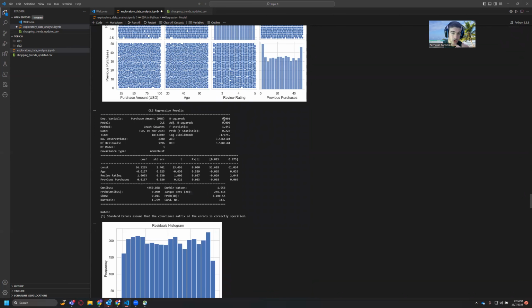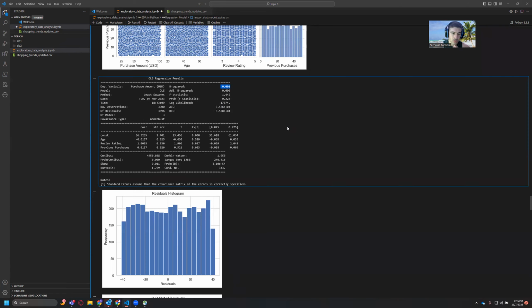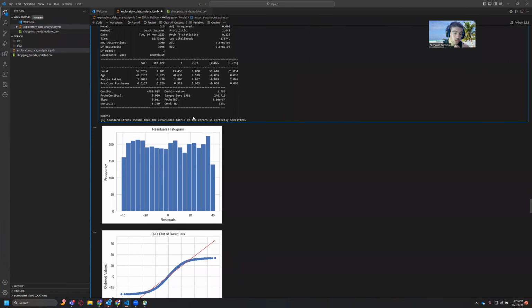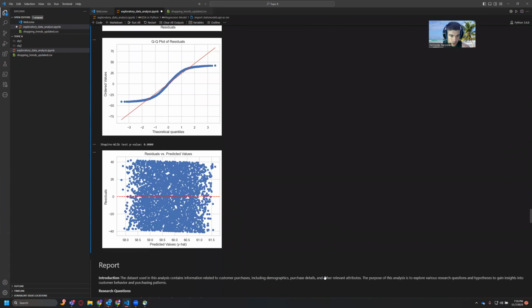As you can see, we have an R squared value of 0.001, which indicates that these variables explain at least a very, very small amount of the factors that go into the purchase amount. So even though we were able to plot a linear regression using this, it's not a good indicator of how we can determine or predict purchase amount in the future.